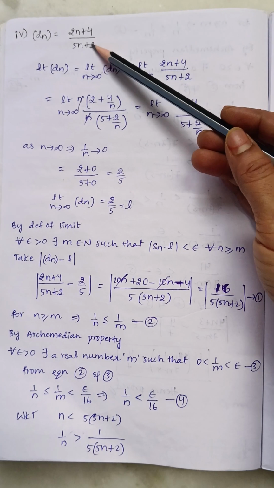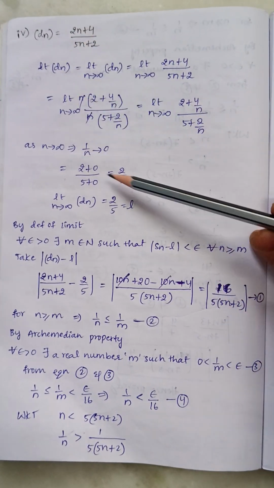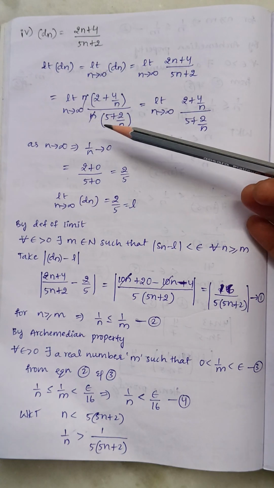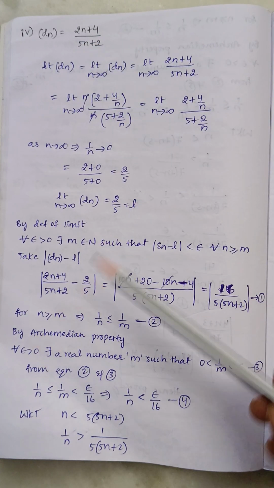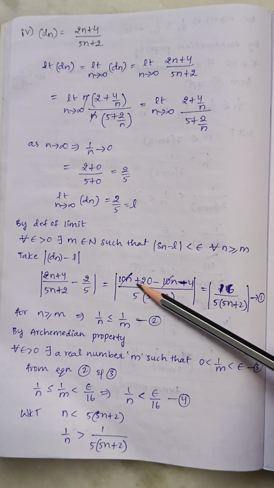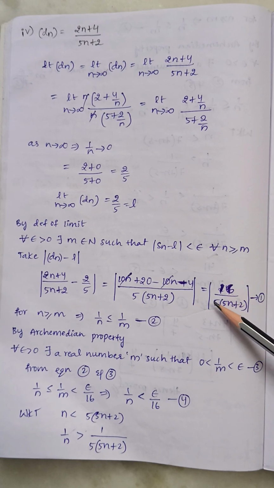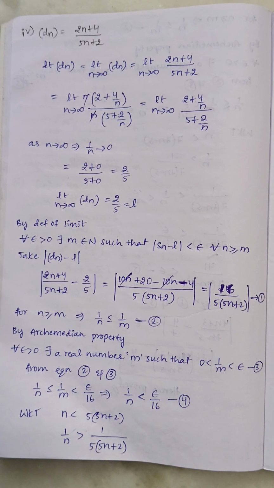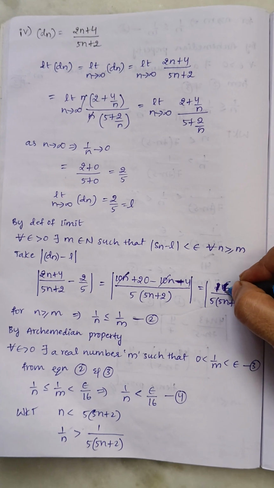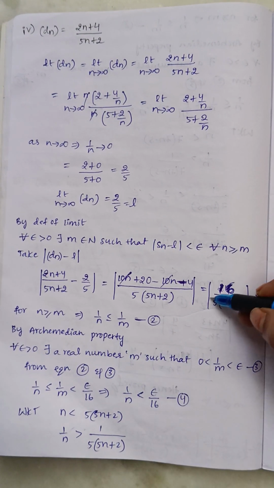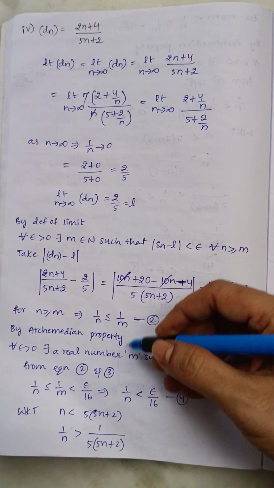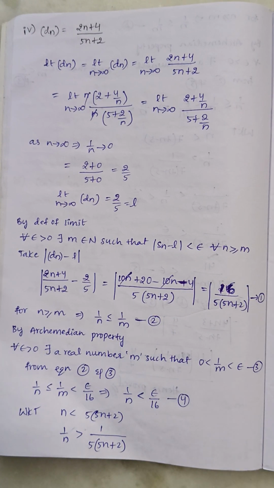I think you can do this problem whose limit value is 2 by 5. Obviously it's the same as the previous problem, only the numbers are different. Again by definition we write here, and we have 16 in the numerator. So we need to take epsilon by 16 and compare with the denominator. Same, we are getting the answer.